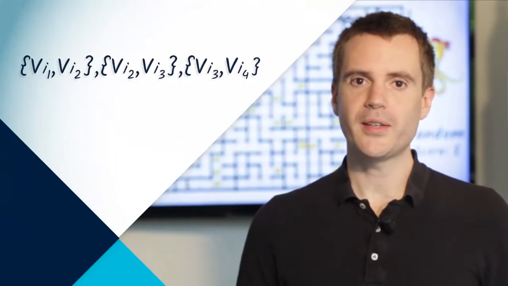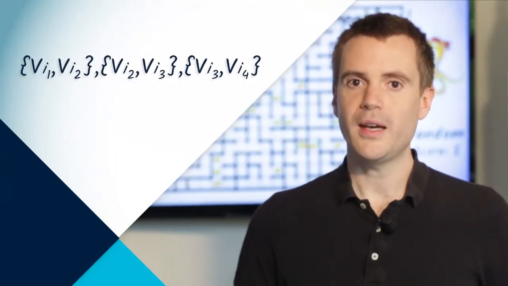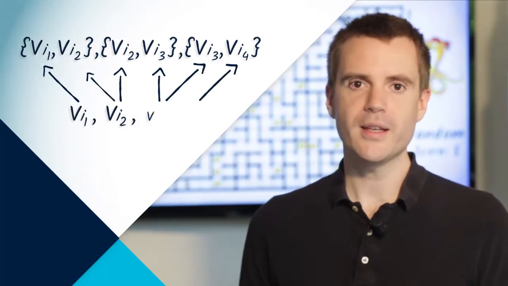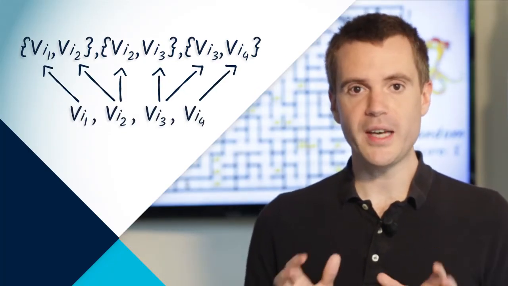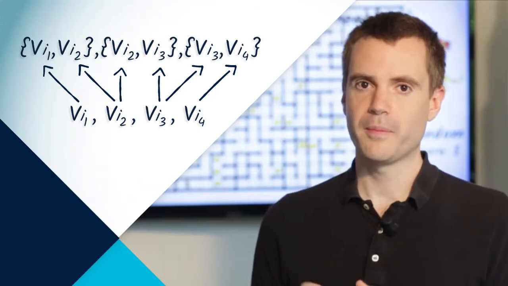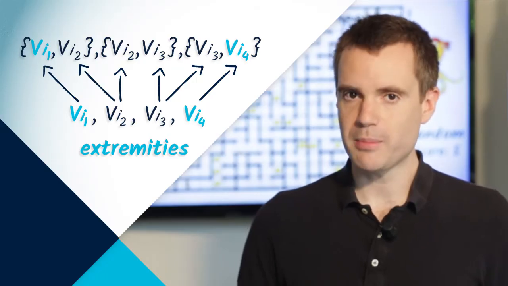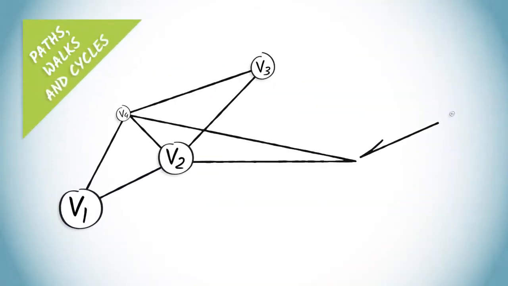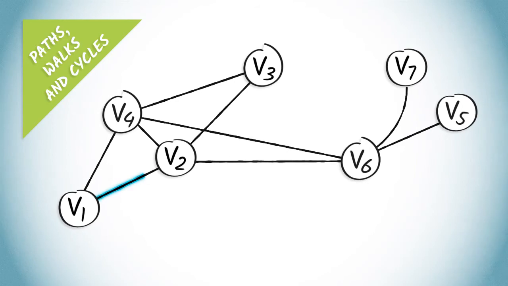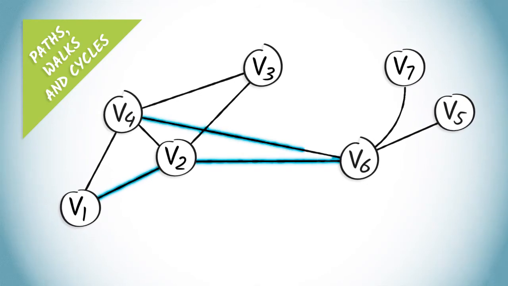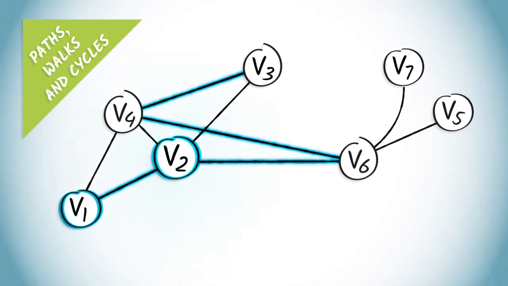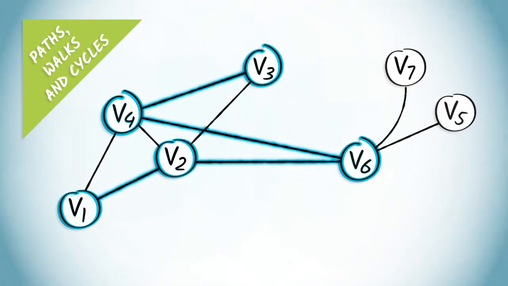A path is an ordered sequence of edges that are distinct from one another, and is obtained from a sequence of vertices by joining any two consecutive vertices in the corresponding edge. The two extreme vertices of the sequence are called the extremities of the path. Take a look at this graph. In this example, v1v2, v2v6, v4v6, v3v4 is a path, and we've obtained it from the sequence of vertices v1, v2, v6, v4, v3.